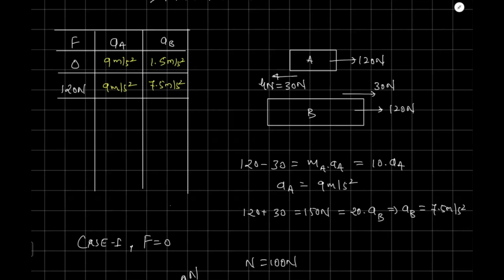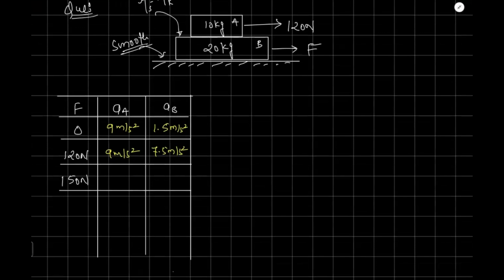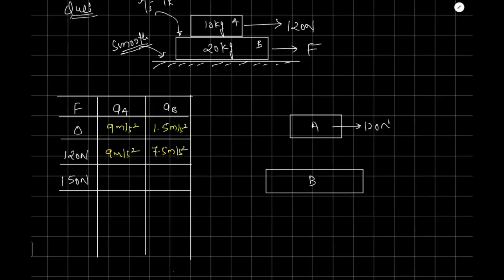Now let's take the third case where this force is 150 Newton. Again, you have to find the acceleration of A and acceleration of B. So again, what we'll do, we'll make a free body diagram of A and free body diagram of object B. So you know on this one, the force acting is 120 Newton, and on this one, the force that is acting is 150 Newton. On this one, let's assume the friction force is acting backward. So F will be 30 Newton, and on this one, it will act forward, that is 30 Newton.